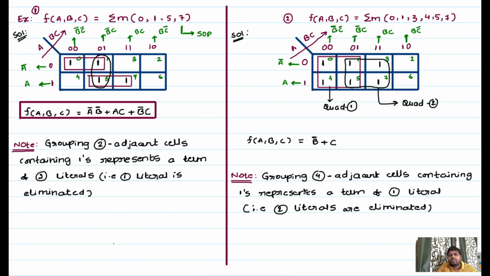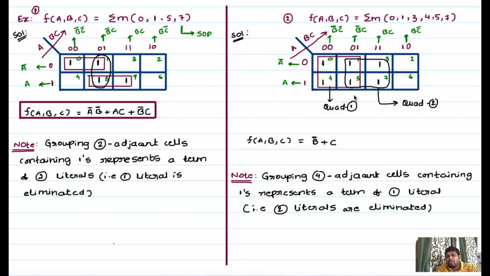You can observe, grouping 4 adjacent cells containing ones represents a term of one literal. Okay, for example, if you observe this quad 1, we have only one literal. The resultant expression consists of only one literal. That means 2 literals are eliminated. So each cell represents 3 literals. But by making this quad 1, we have only one literal, so we can simply eliminate 2 literals here. If you observe quad 2 also, we have the single literal here. That means 2 literals are eliminated.